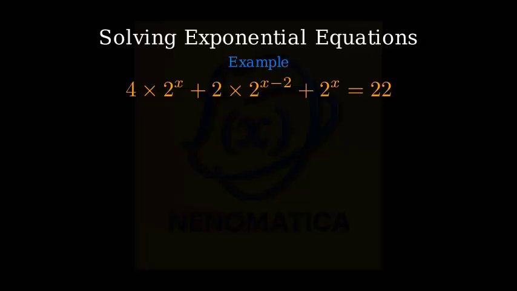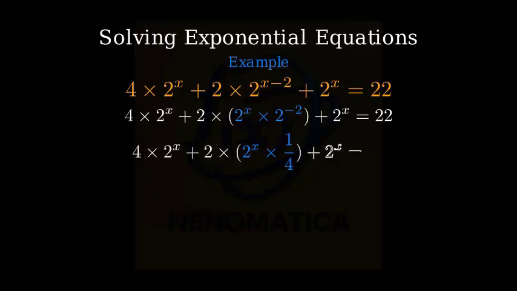First, let's try to get all terms with similar bases. We can rewrite 2 to the power of x minus 2 as 2 to the power of x times 2 to the power of negative 2. Since 2 to the power of negative 2 equals 1 over 4, or 1/4, we get this expression.